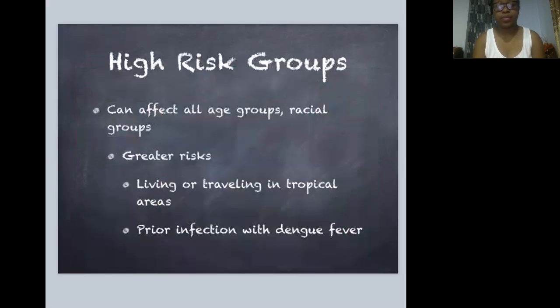So, high-risk groups. This virus can affect all age groups and racial groups, like I said before. But you can be at a higher risk if you are living or traveling to tropical areas, or if you have been infected with dengue fever before. You're more prone to a severe infection.